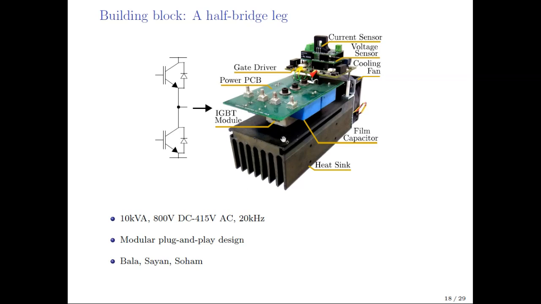Here each module is rated to process around 10 kilowatt of power with an 800 volt DC bus, and it can generate 415 volt, 50 Hz AC. The switch can be switched up to 20 kilohertz. This we have developed with our colleagues in our lab. Bala, Shayan, Shoham have helped us to develop this.